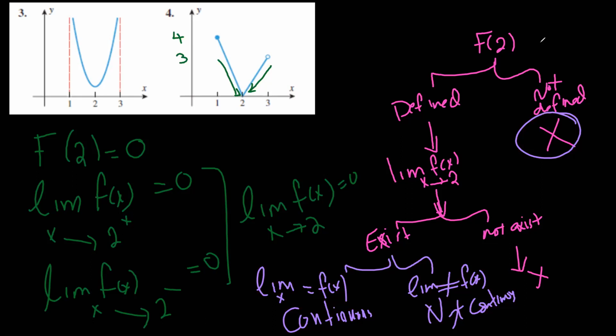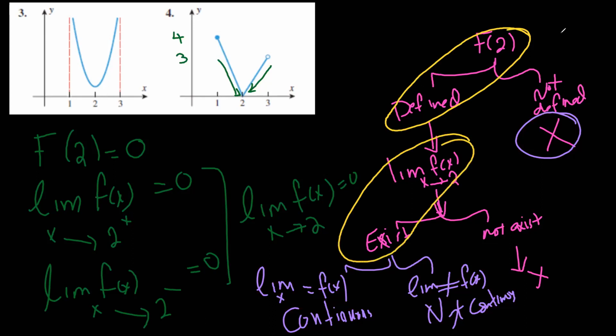So the three conditions to say that this function is continuous are: f of 2 is defined, the limit exists, and also the function equals the limit. Is it clear now? Yes, miss. Okay.